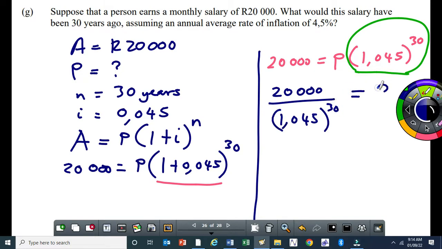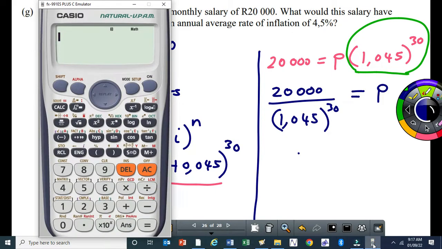This will be equal to P. Then you take your calculator. You don't have to, you can put that number which is on the left hand side at once in your calculator. Okay, let me show you, at once.